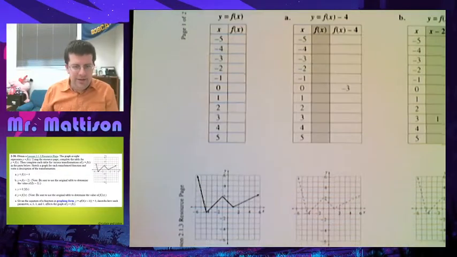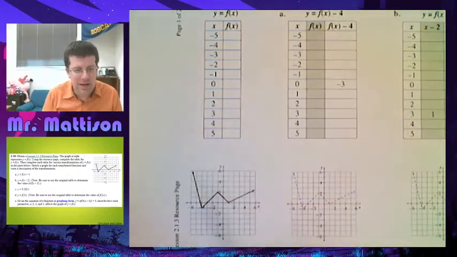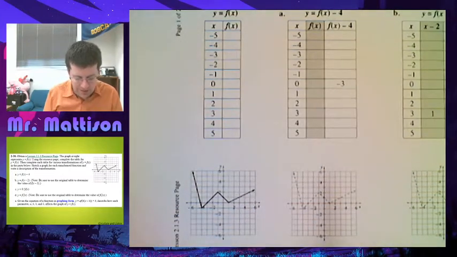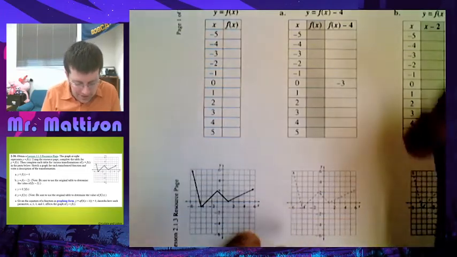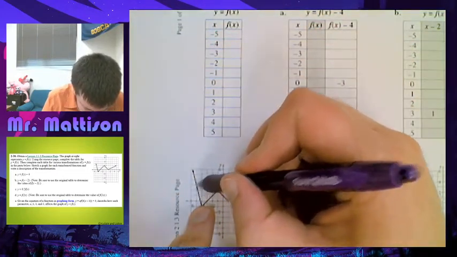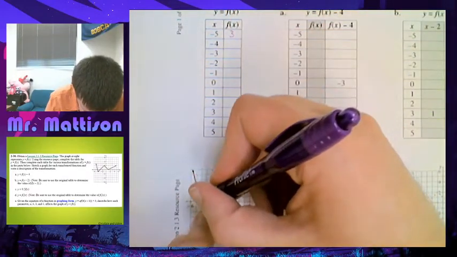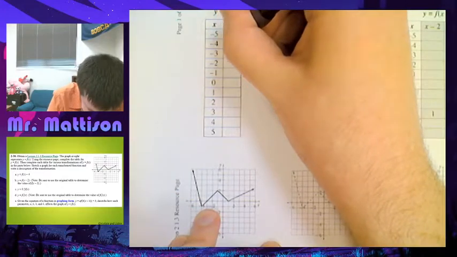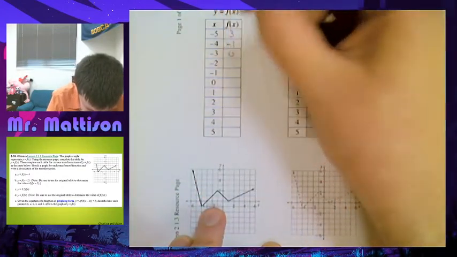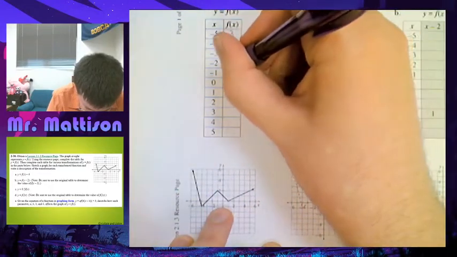So we have a graph here. Now we're going to try and translate this graph into a table. So we have the given x values here, and we're going to get the corresponding y values or f of x values, however you prefer to see it. So at -5, I'm here at 1, 2, 3. At -4, I'm at -1. At -3, I'm at 0. At -2, I'm at 1. At -1, I'm at 2.